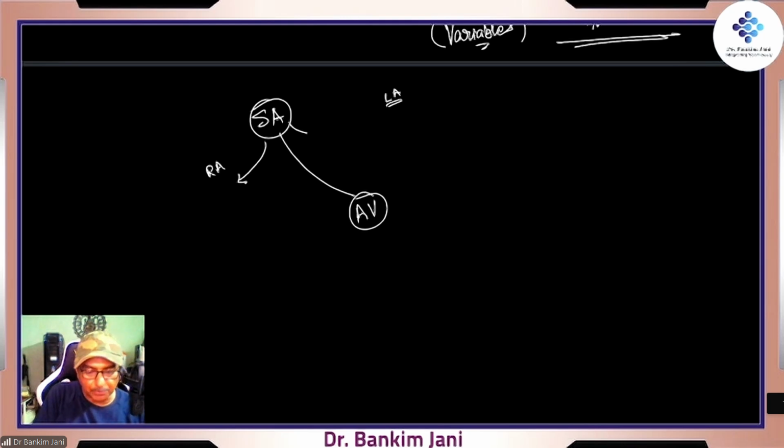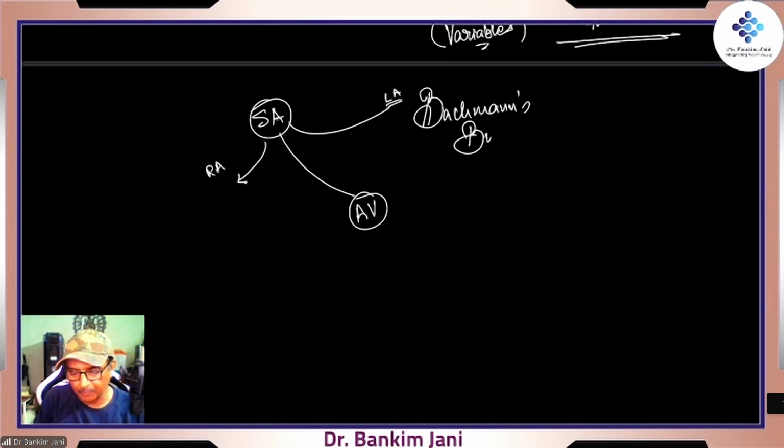So there will be a specific bundle which will be going, and that is called Bachmann's bundle. That will be supplying solely the left atrium. From the AV node, there goes one bundle. It is called the bundle of His.